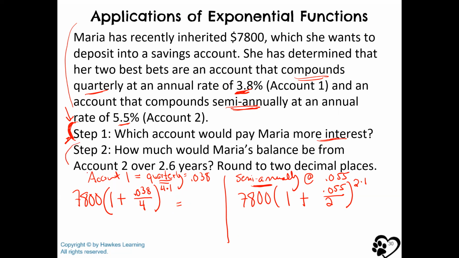Oh, actually, this one tells us account 2. How much would Maria's balance be from account 2 over 2.6 years? So this time that 1 isn't a 1 anymore, it's a 2.6. So that's how you're going to do that one.